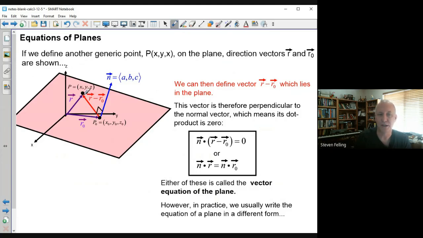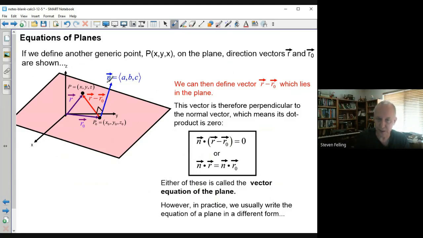And we would say that, because r0 plus this vector is equal to r, this vector here would be equivalent to the r vector minus the r0 vector. Okay, so this vector in the plane that goes from our initial known starting point to a generic point p on the plane would be the vector r minus the vector r0. Okay, since we know that that's in the plane, it's definitely going to be perpendicular to the normal vector.